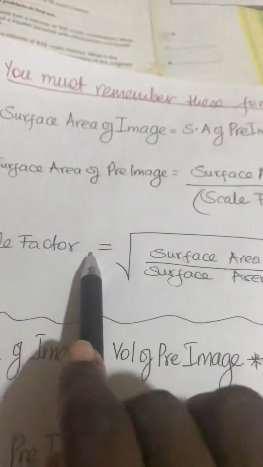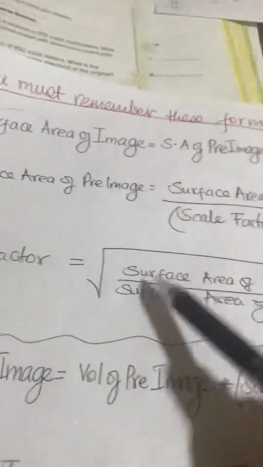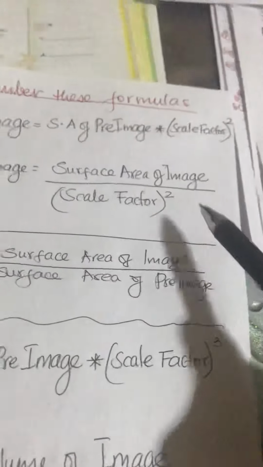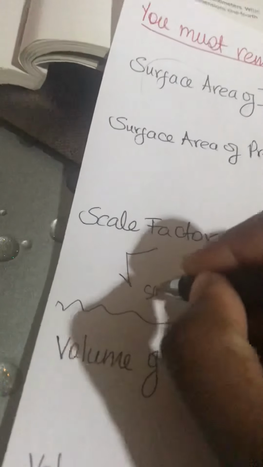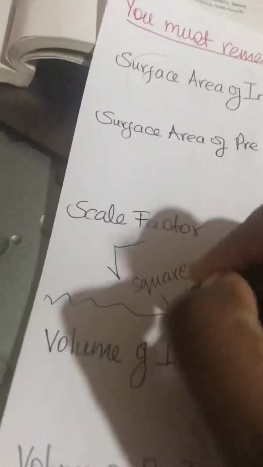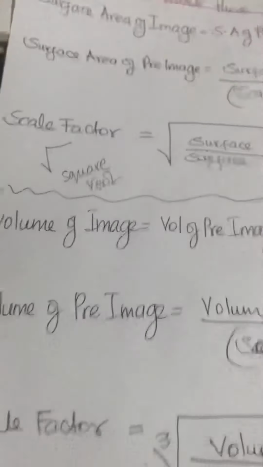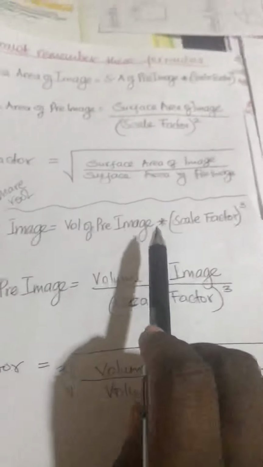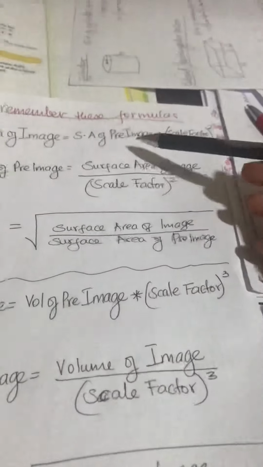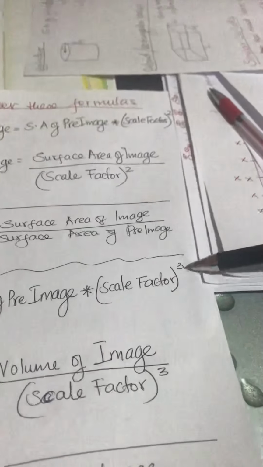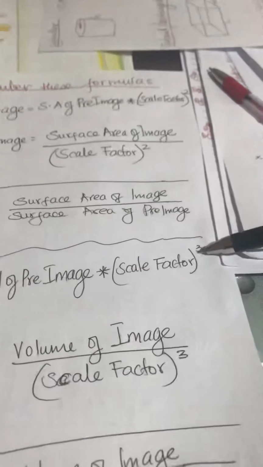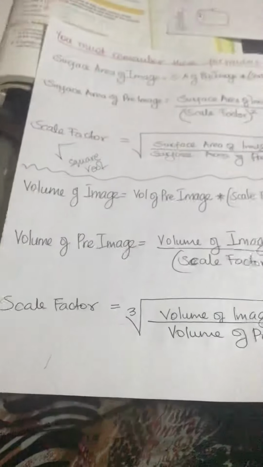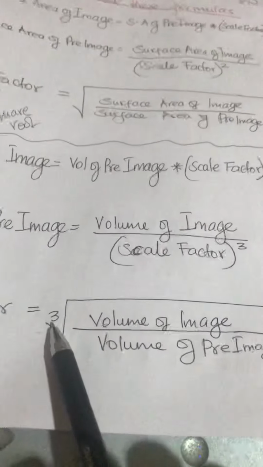So, when you have scale factor and you're dealing with surface area, you use the square root. This sign is called square root. All right, the volume, it is the same formula. All that is changing is your power. Your power here was 2. Your power for volume is 3. It is the same formulas. And this one is cube root.